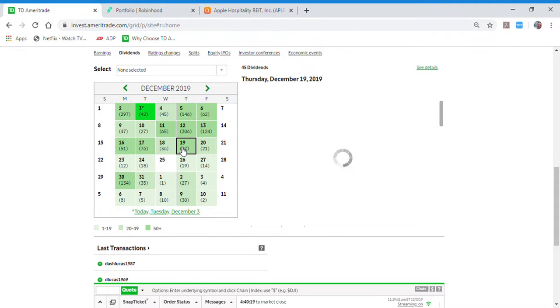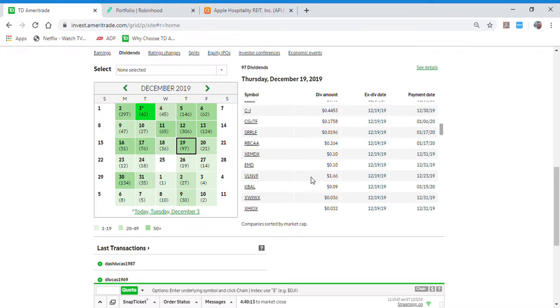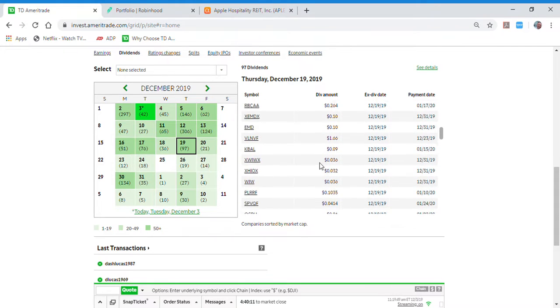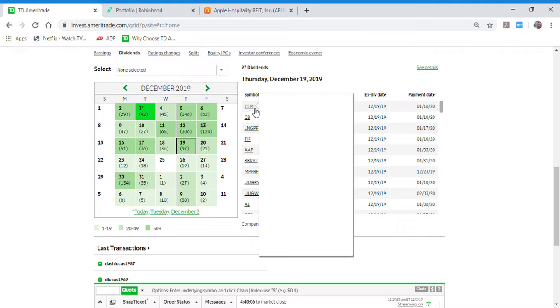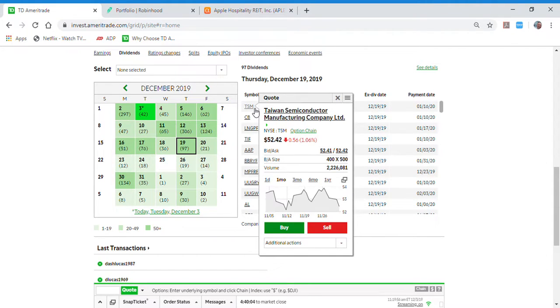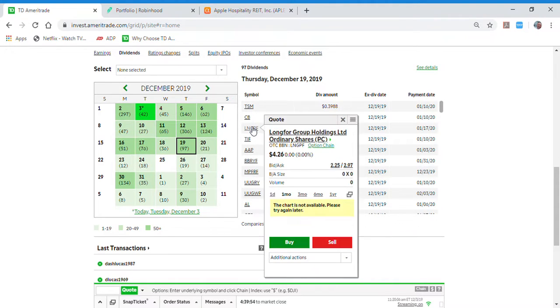I'm going to take a look and say, all right, December the 19th, who's going to be coming up for dividend? Oh, look at all these companies here that are coming up and going to have an ex-dividend date on December the 19th. You know what I'm going to do? I'm going to start looking through them one at a time, see what they do. This is Taiwan Semiconductor Manufacturing Company. This is Chubb Limited Common Stock. So you can literally come down through here, get you some ideas.